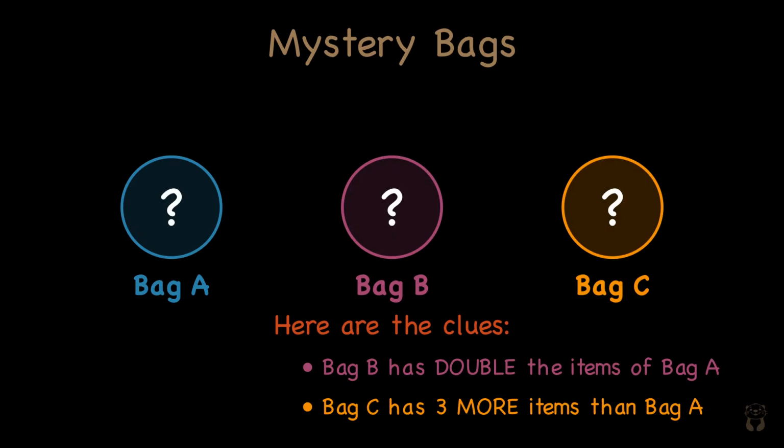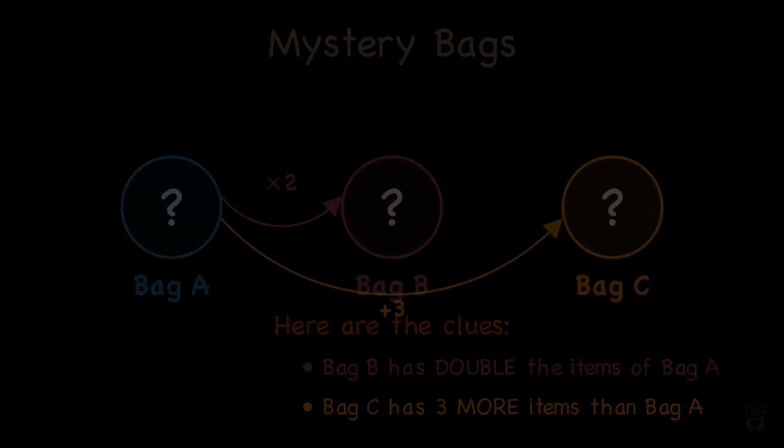Interesting, right? Now the big question: how can we express the number of items in each bag when we don't know what they are? Look at these relationships. Bag B is 2 times bag A. Bag C is bag A plus 3. Keep this in mind as we continue. Before we go further, let me ask you something. Do you remember bar models from primary school? We used them to solve word problems, right? Well, we can use them here too.